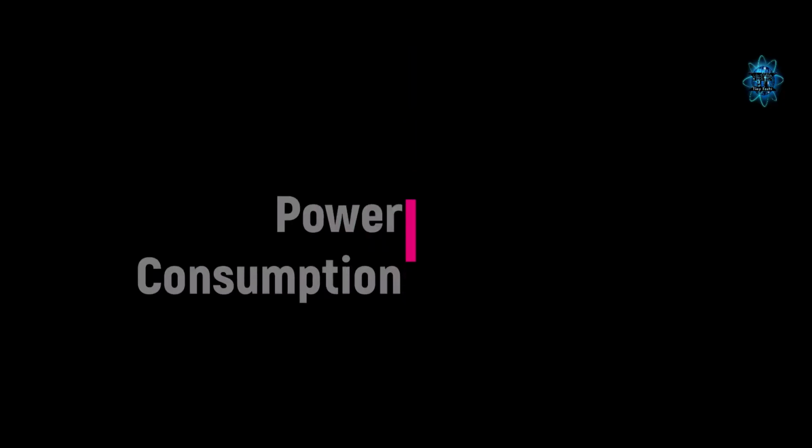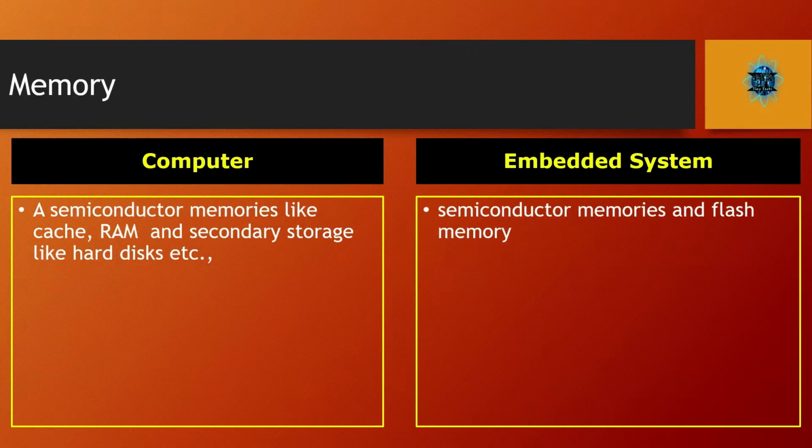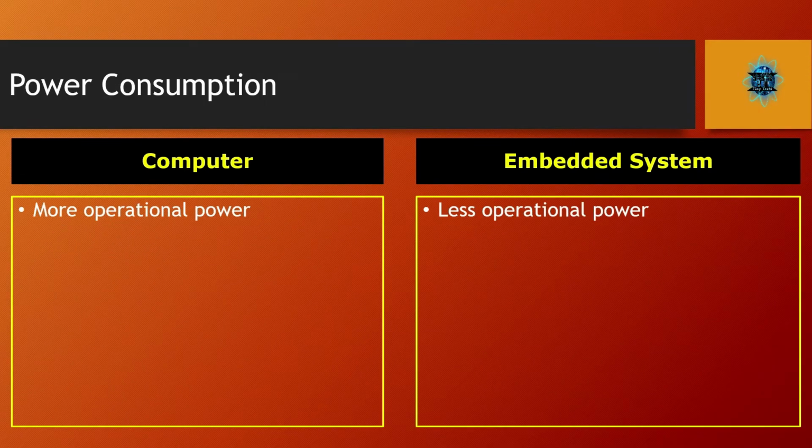The fourth category is power consumption. A computer needs more operational power than embedded devices, and an embedded device needs less operational power than a computer.